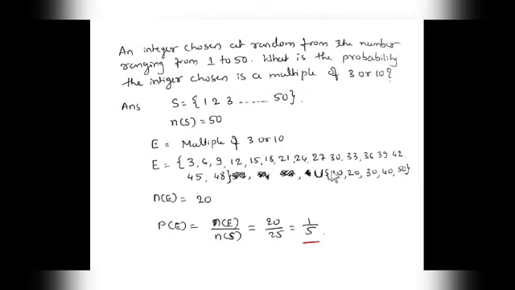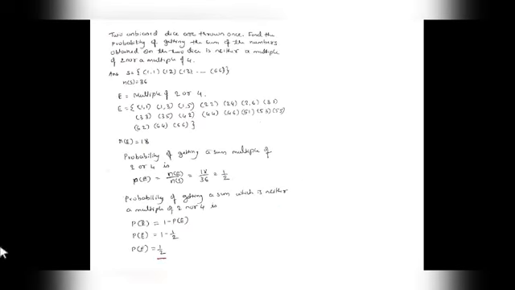Now, if I combine these two, then I'll have totally 20. As 30 is repeated twice, we have to consider it as only 1. So, we have total number of elements in E as 20. Probability of E is equal to n of E divided by n of S. That is 20 divided by 50. That is 2 divided by 5.